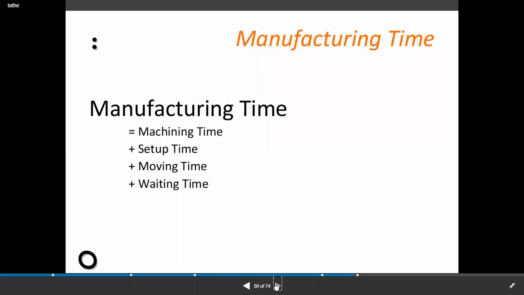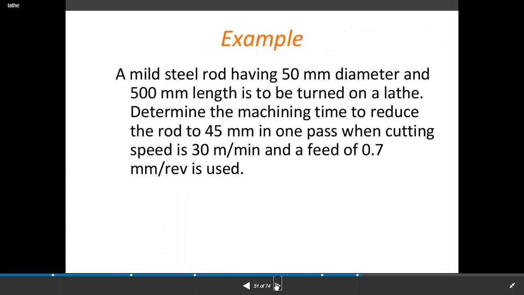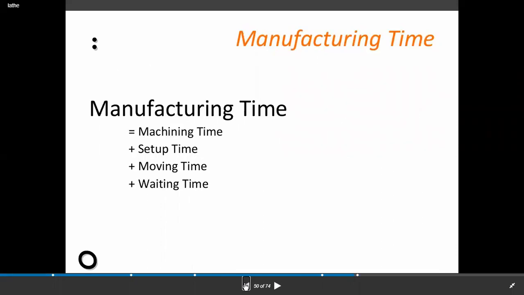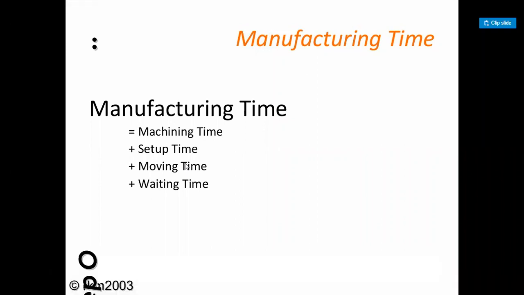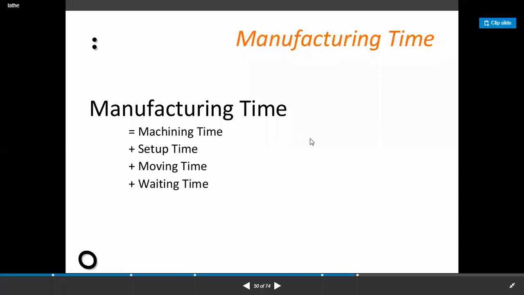Machining time is given by a formula: machining time is equal to setup time, whatever setup you are doing on the machine. You have to hold the job in the 3-jaw chuck, then hold the tool in the tool post, check whether the tool is properly ground and whether the tool center is correct. That is all setup time. Then moving time: actual tool movement, feed, starting the speed, starting the machine, that is cutting speed; that is moving time. And waiting time: during your actual machining you have to wait for something. So all of that gives rise to the machining time on your lathe machine.